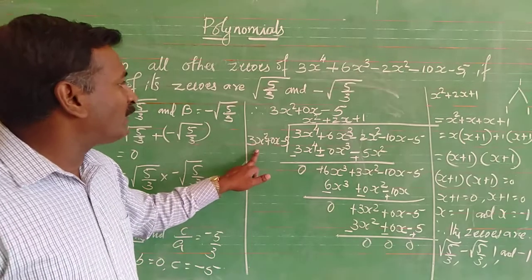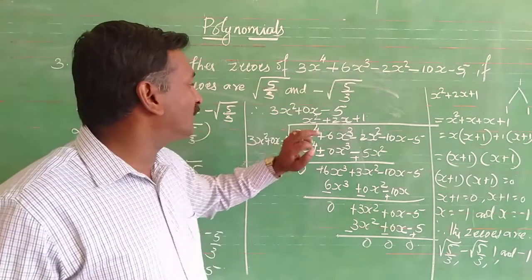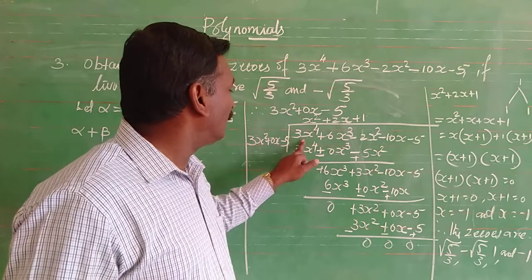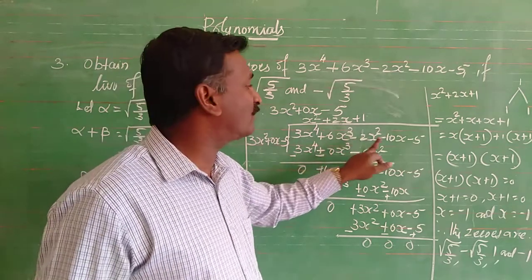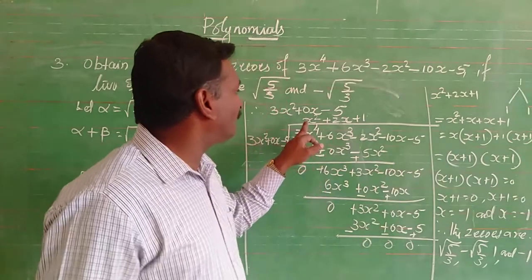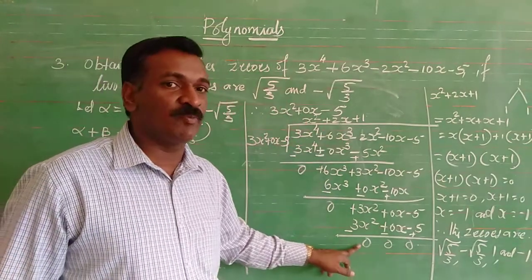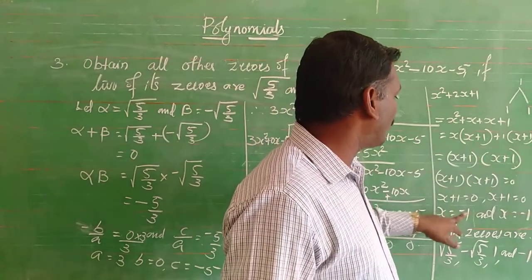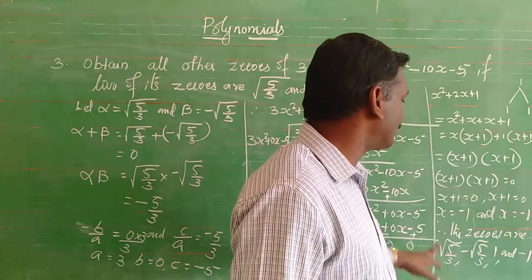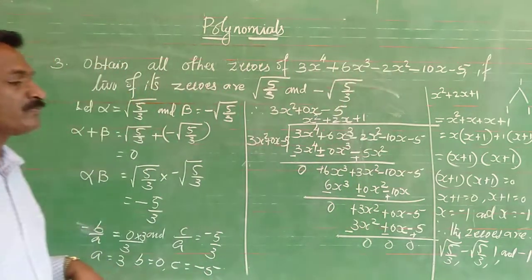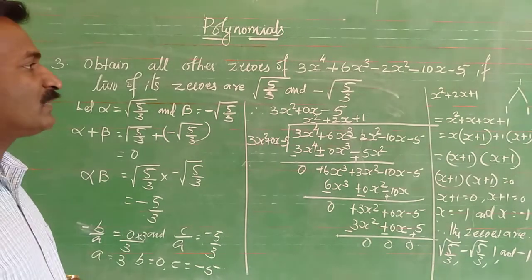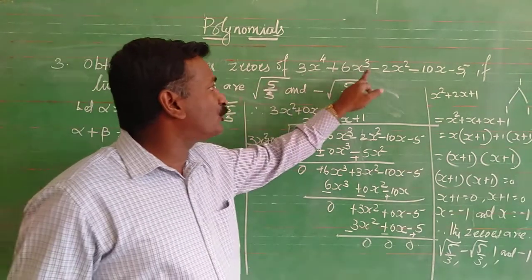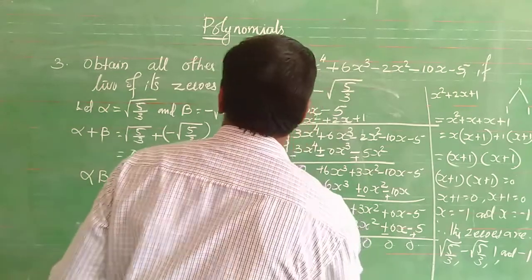This quadratic polynomial, 3x squared plus 0x minus 5, is the divisor, and we are dividing it into the biquadratic polynomial 3x raised to 4 plus 6x cubed minus 2x squared minus 10x minus 5. We get the quotient x squared plus 2x plus 1 and the remainder becomes 0 because it is a factor. Now for x squared plus 2x plus 1 we find the zeros: x is equal to minus 1 and x is equal to minus 1. Therefore all the zeros, root of 5 by 3, minus root of 5 by 3, 1 and minus 1, are the zeros of the biquadratic polynomial 3x raised to 4 plus 6x cubed minus 2x squared minus 10x minus 5. Next questions.